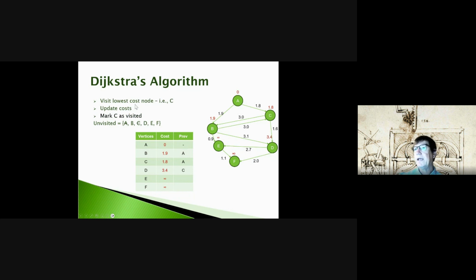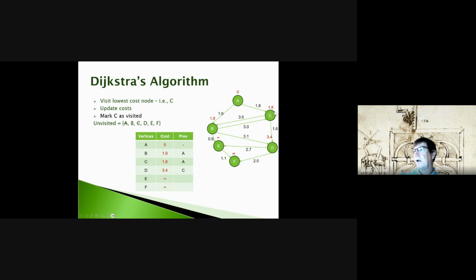So let's do that. Let's visit the lowest cost node. We look down here, and that was C. C had 1.8. B had a slightly higher cost at 1.9. I actually went through and measured all these after I drew it out. And so in this case, the lowest cost node is C. Then we update our costs. What are the nodes connected to C? Well, there's A.